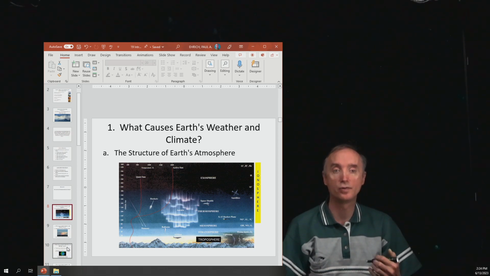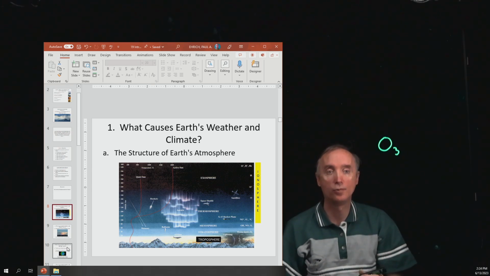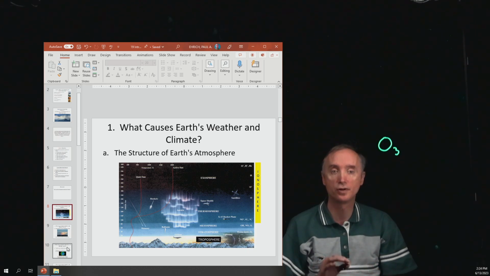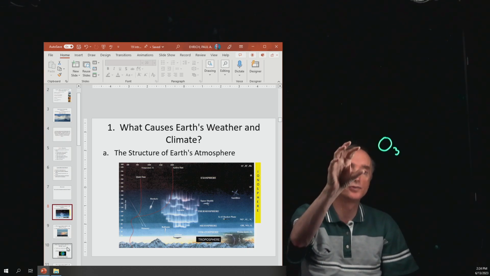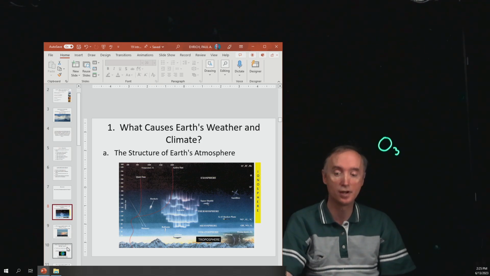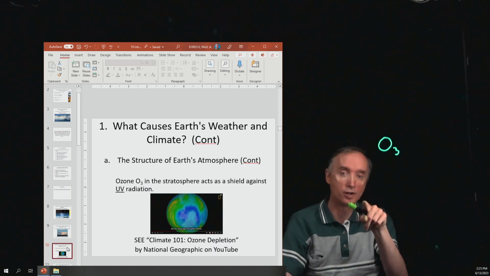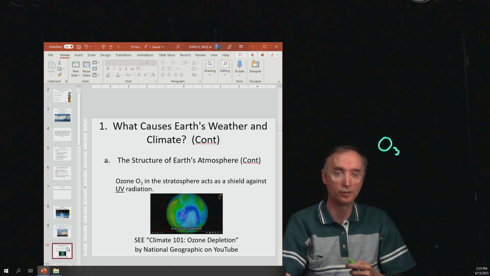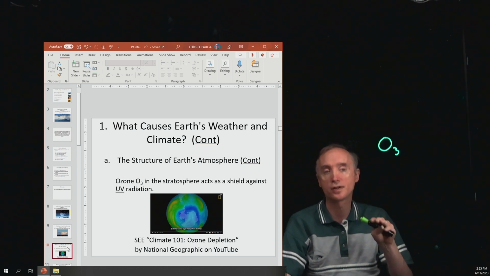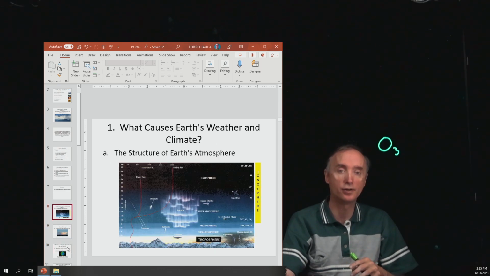The stratosphere is where the ozone layer is at. Ozone is O3, and what it does is it blocks ultraviolet light. Without the ozone layer, the ultraviolet light would reach the surface of the Earth and it would cause skin cancers and cataracts, and chances are life would not be able to live on the surface of the Earth without an ozone layer. So I encourage you to watch this little video here which explains the ozone layer in more detail.